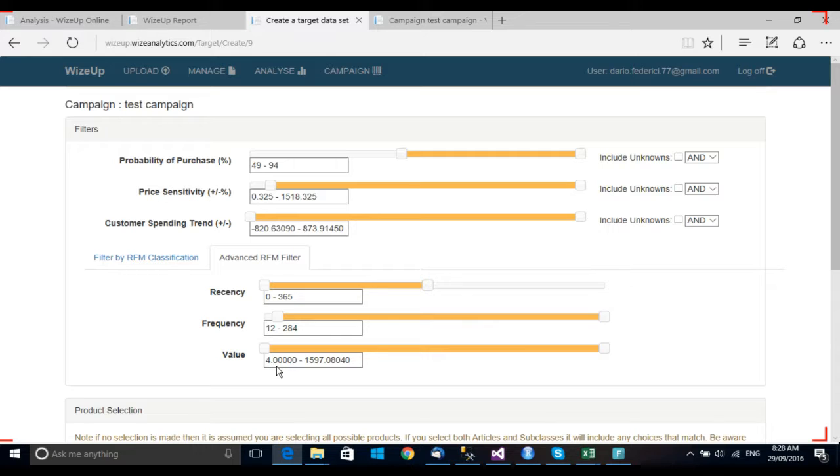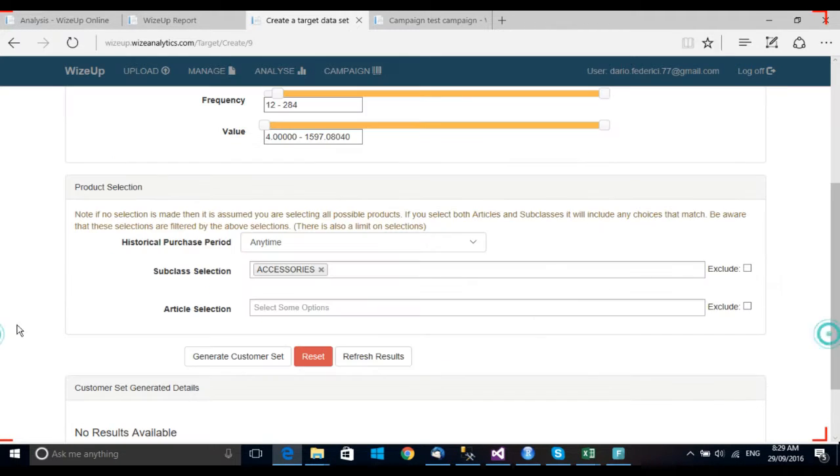Next, we're also trying to only pick customers who have made a purchase in the last year, and we're trying to pick people who have had a large number of purchases. So in this case, 12 or more purchases in the data set that's been provided to us. We also selected that we want to target only people who've purchased subclasses within the accessories area. This is based around our approach where we're trying to sell people accessories.